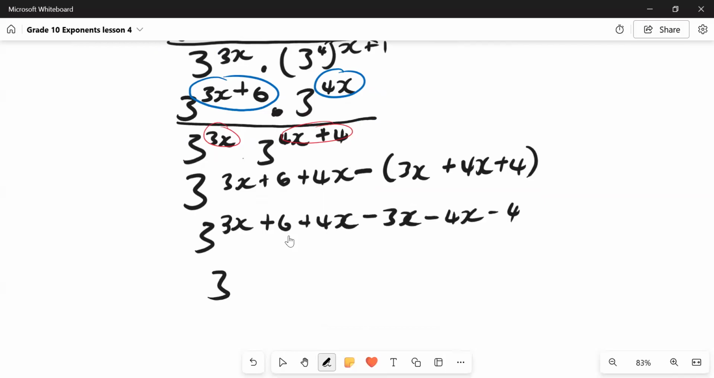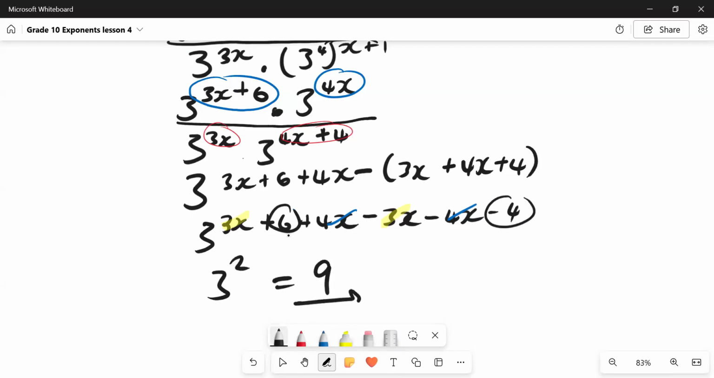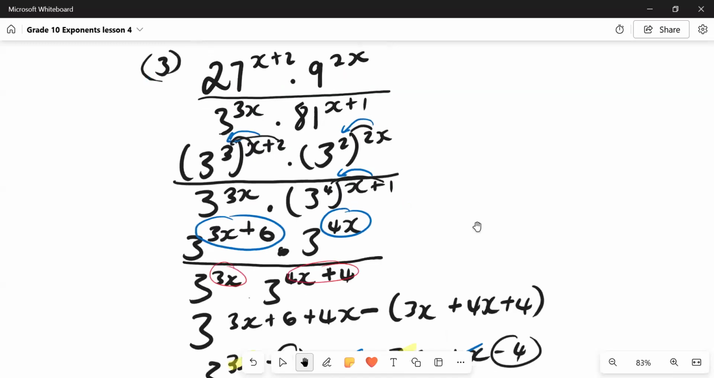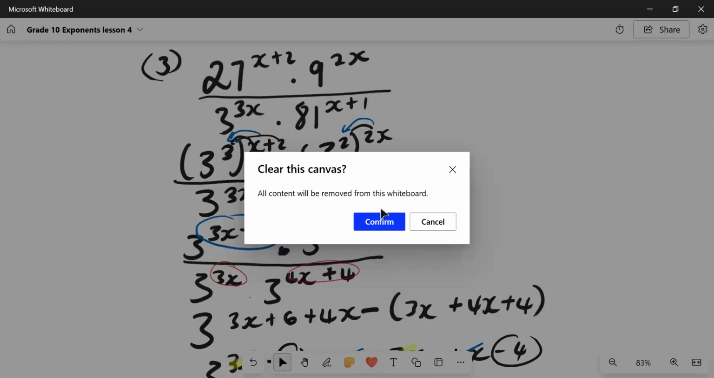And then 3x and 3x, cancel. 4x and 4x, cancel. 6 minus 4, that's 2. This is 3 squared, which will give us 9. Then we're done. We got 9 as our final answer. This is example 3. Let's move to example 4.